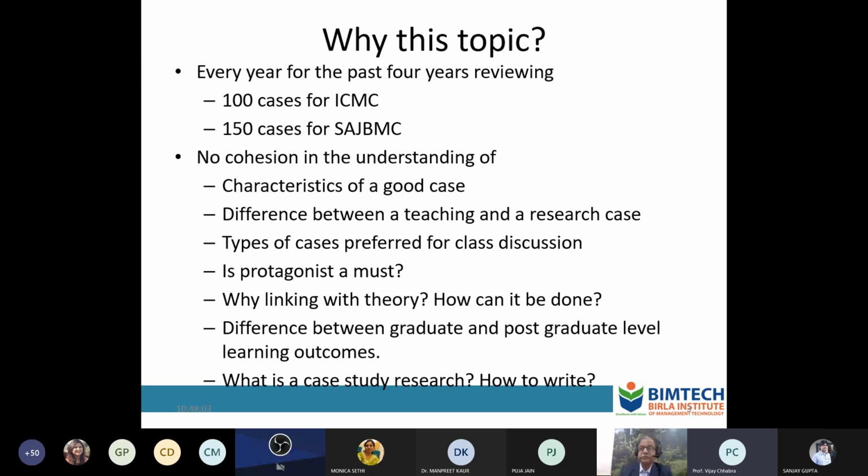Now, there are two ways of triggering a case. Something may have happened. Suppose a strike has taken place, and due to the strike, the organization is closed. Now, because of the closure, there will be a lot of other problems. So how to solve those problems? There could be several cases written on that. This is a situation where an event has triggered the need to write a case. These are called event-driven cases. Mostly, teaching cases come out of such situations. So event-related cases are mostly teaching cases.